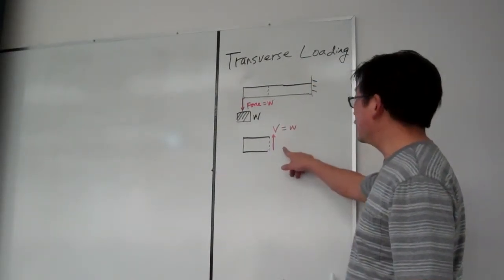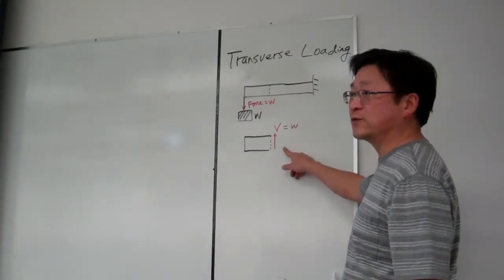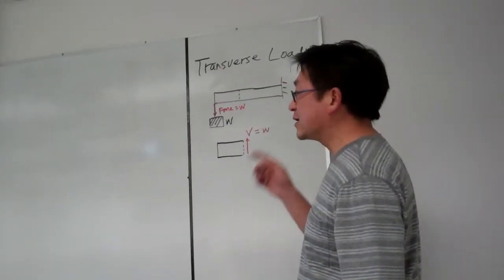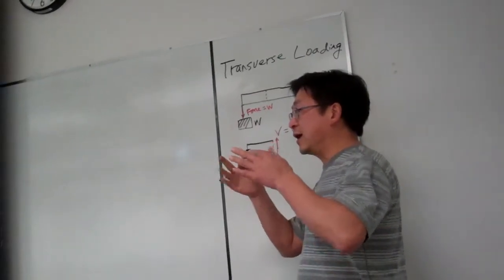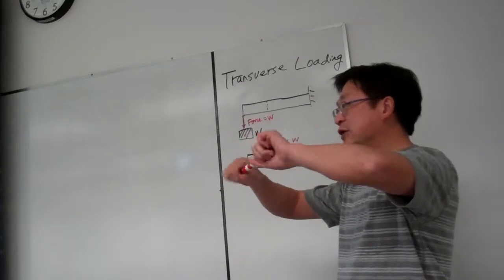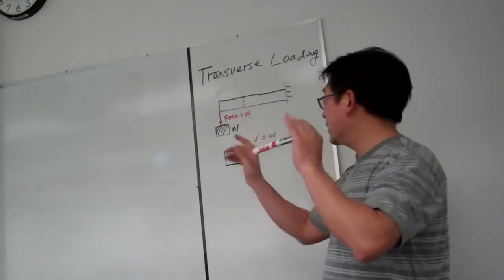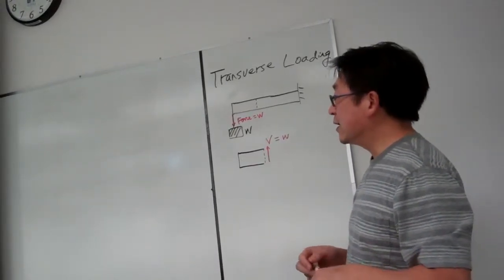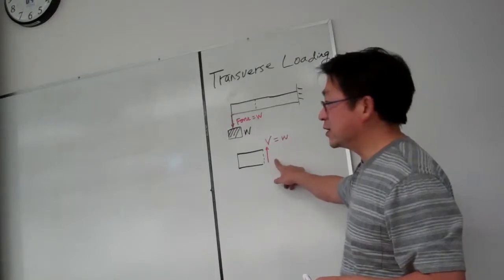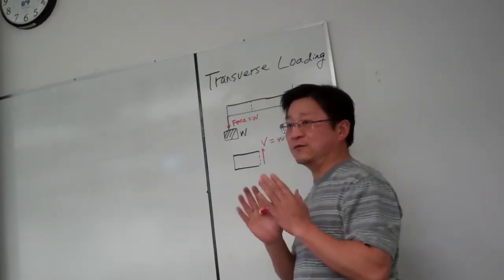So this will be the last loading type. This will be the fourth one. Axial loading in chapter 2, and torsion in chapter 3, and bending in chapter 4, and this one, transverse loading, in chapter 6. And it turns out this will be the most challenging one among the four.